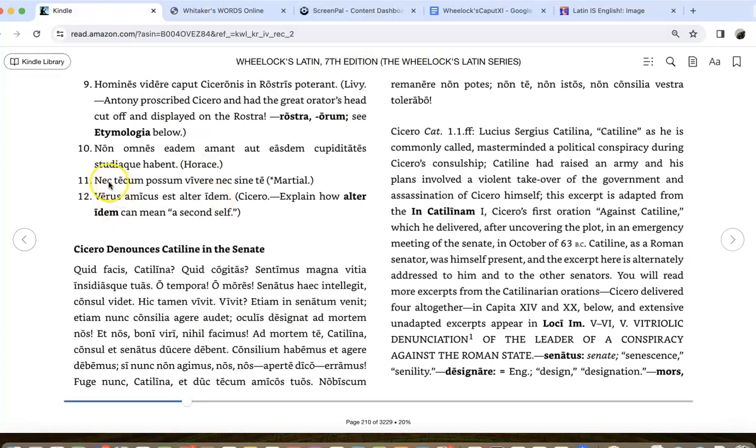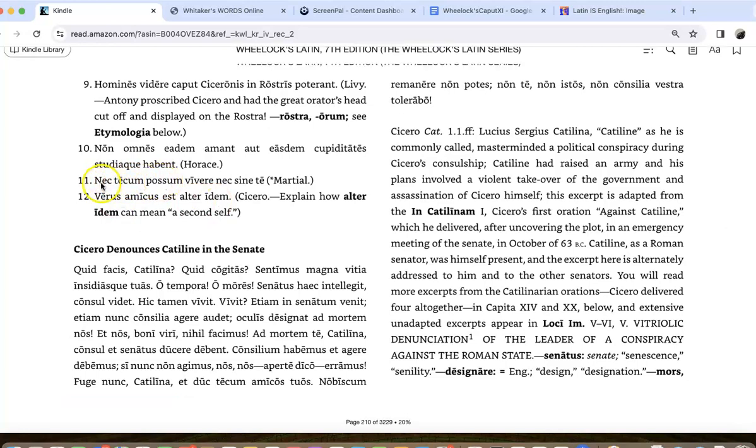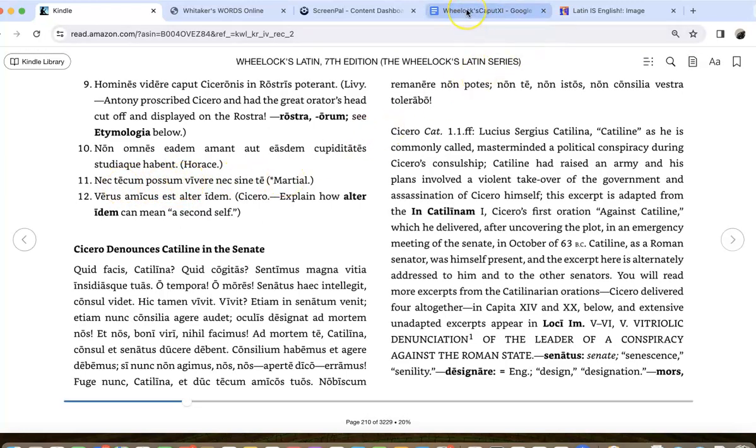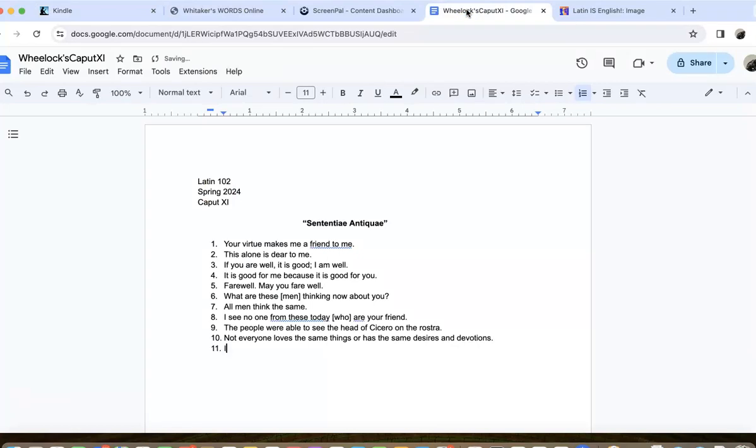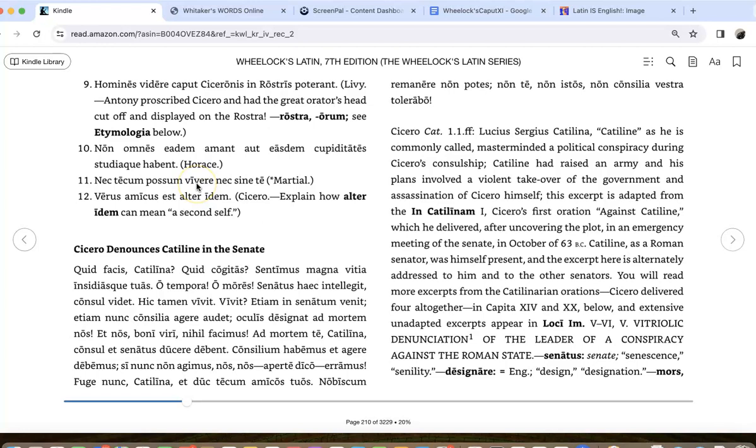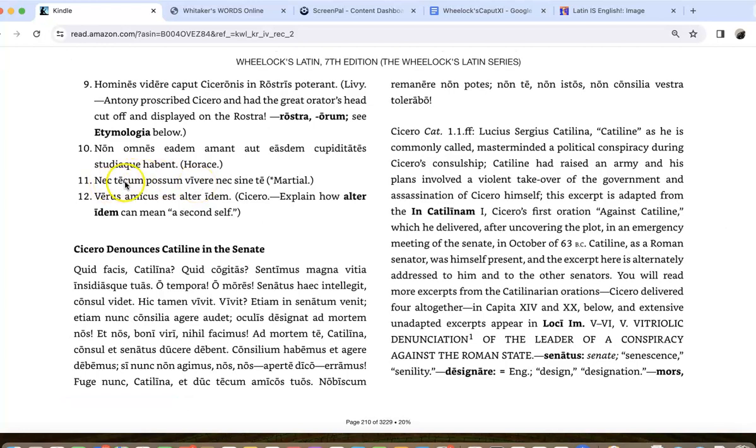All right, the last one here, actually the last two. Literally, nor with you I am able to live, nor without you, by Martial. So we can start with the subject: I am able to live neither with you nor without you. Again, you can change the word order. So I am able to live, possum vivere, neither with you, nec tecum, nor without you, sine te.